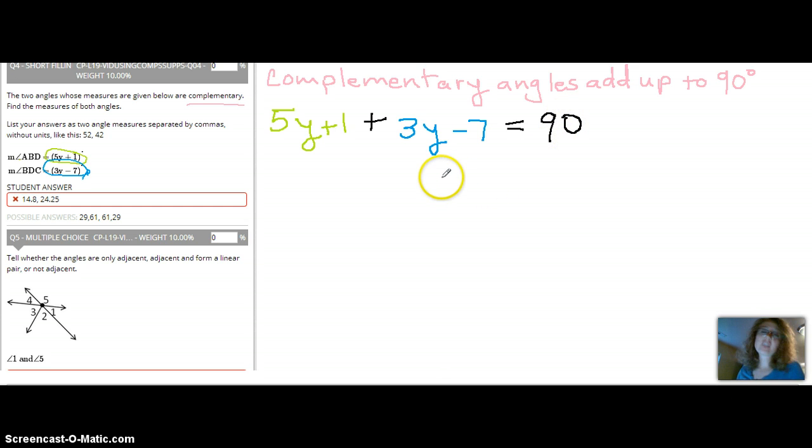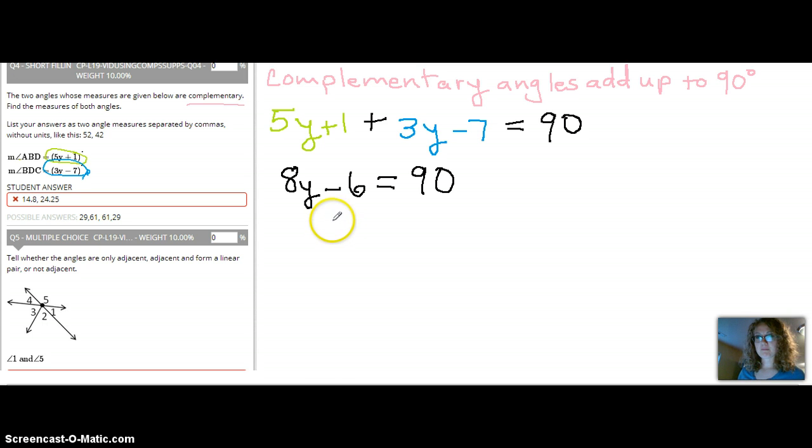From here, we've got an equation set up that we can solve, right? We can just combine the 5y and the 3y. That will give us 8y altogether. And when we combine the positive 1 and the negative 7, we get a negative 6. And nothing happened on the right side. We didn't combine anything. It's just 90 all by itself. So we'll leave it as that.